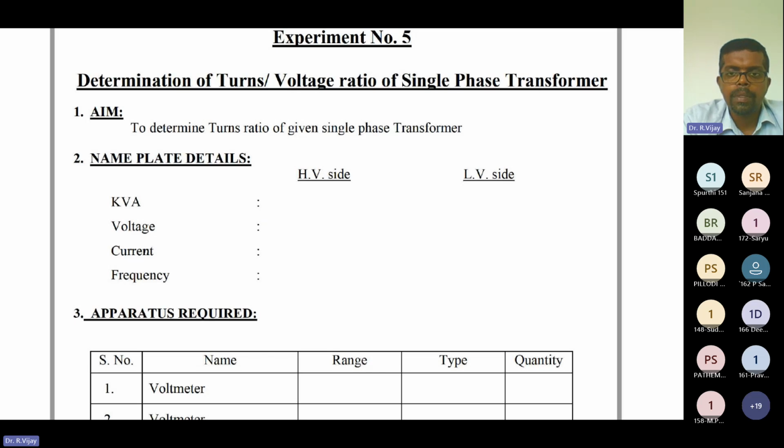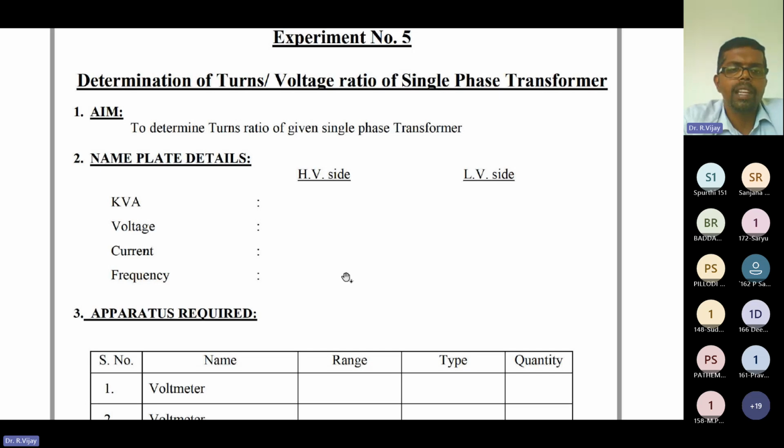If it is a step down transformer, same thing: 200 volts is what you are giving, and you need to step down to 100 volts. So what is the turns ratio? 2:1. So that is the step down voltage, and that is the turns ratio. That's what we are going to calculate: the turns ratio and the voltage ratio.